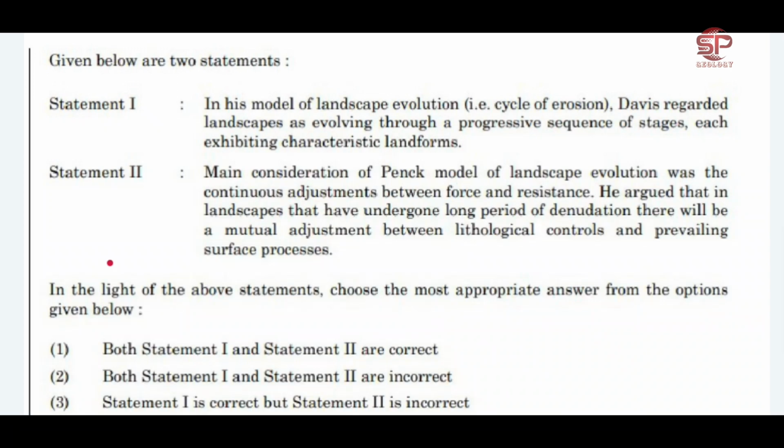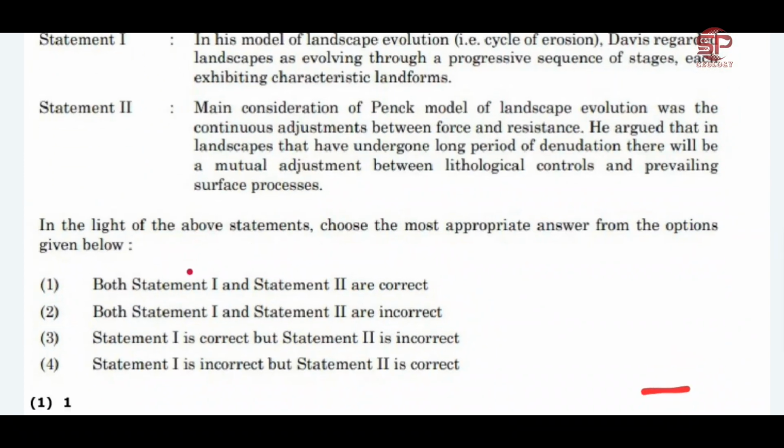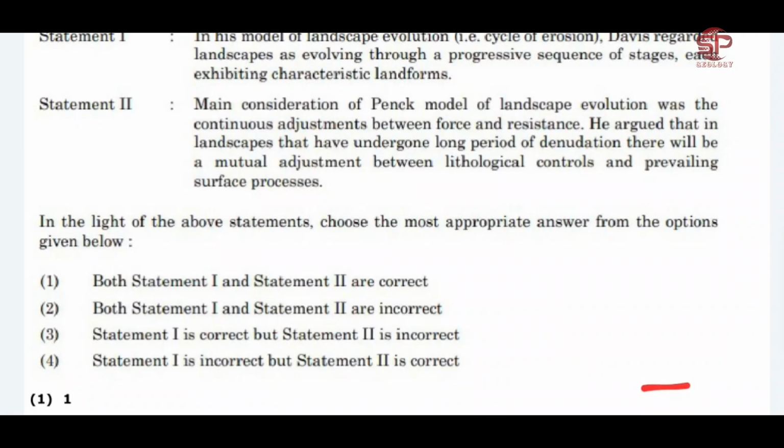No. In Penck's model, he proposed his model on the basis of the rate of upliftment and rate of erosion. In the initial stage, the rate of upliftment is greater than the rate of erosion. Then the rate of upliftment is equal to the rate of erosion. Then the rate of upliftment is less than the rate of erosion. Accordingly, he proposed the theory. So statement one is correct, but statement two is incorrect.